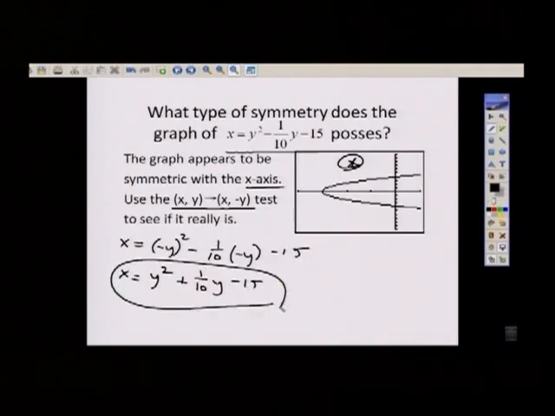And if you notice, this is not exactly the same this time. Because the one we have now has a positive 1/10 y, but the original one has a minus 1/10 y. So even though it appears to be symmetric, it's not symmetric with the x-axis.